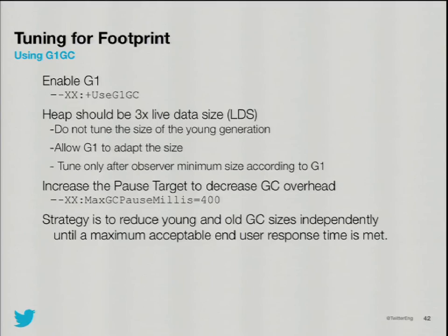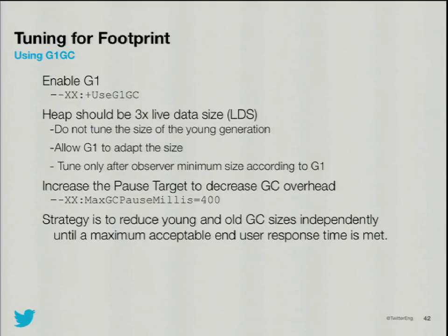You want to allow G1 to adapt, and kind of settle on what's the best young generation size. Increasing the pause target will decrease GC overhead and make you a bit more successful in that regard. Obviously, it's the same strategy. You're trying to reduce the heap sizes and keep them down while you're maintaining your response time. So it's going to be a balance between decreasing your heap size and setting your max GC pause millis to something that you think is appropriate.